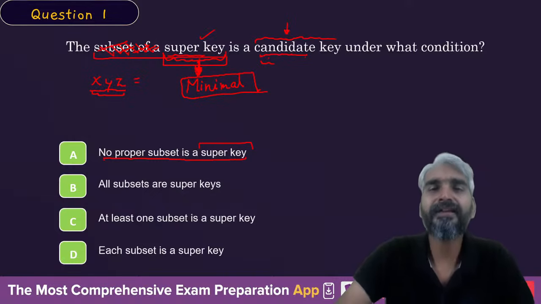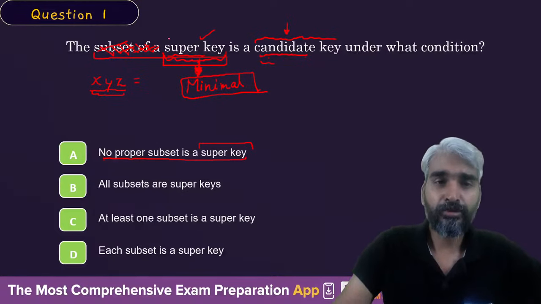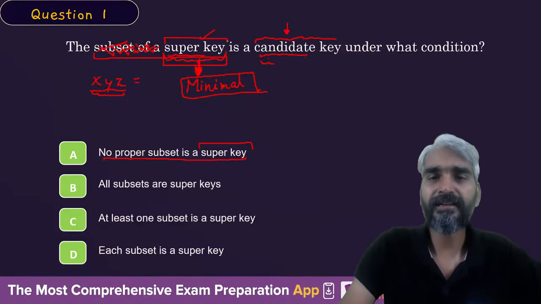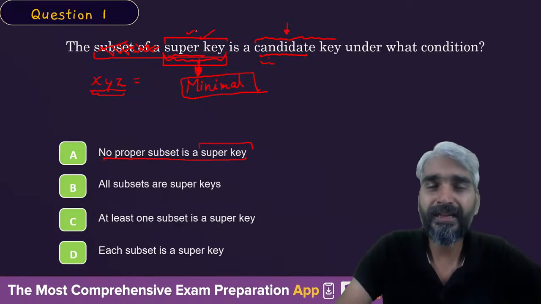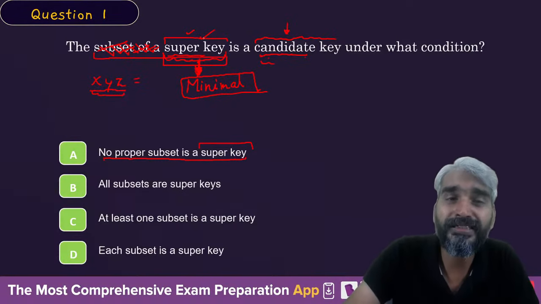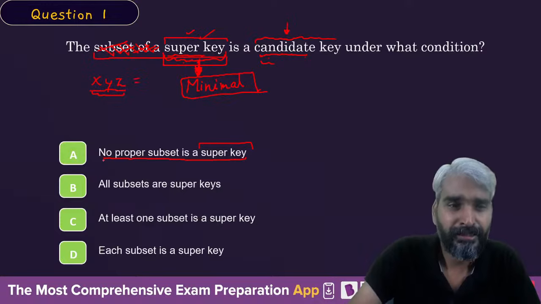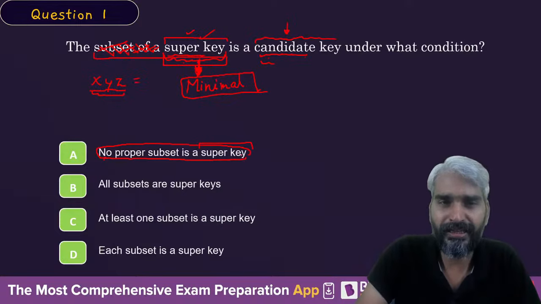The super key is a candidate key under what condition? The super key is going to be a candidate key when it is minimal. When do we say a super key is minimal? When no proper subset of the super key is a super key or candidate key. So this is correct. But let's look at the other options.